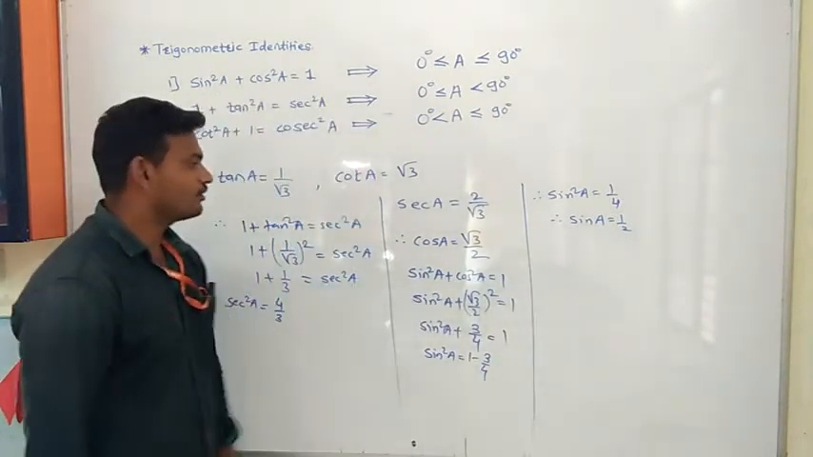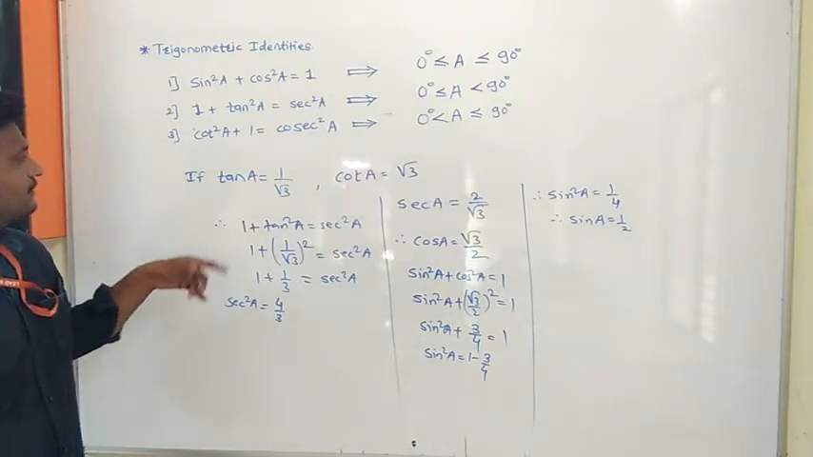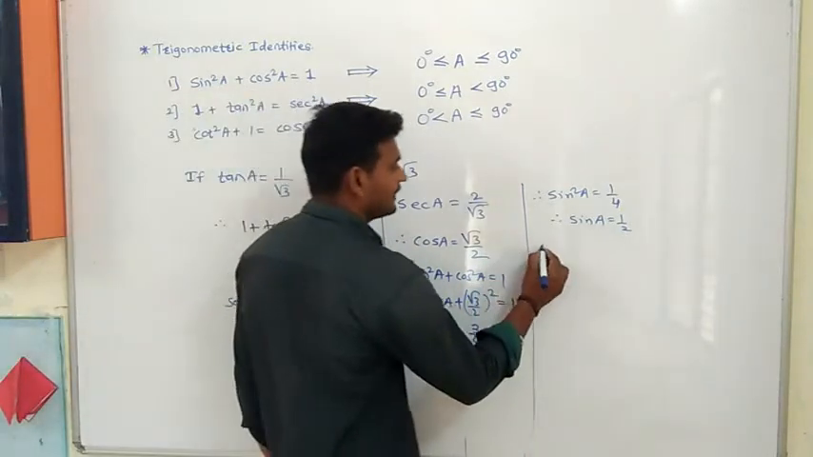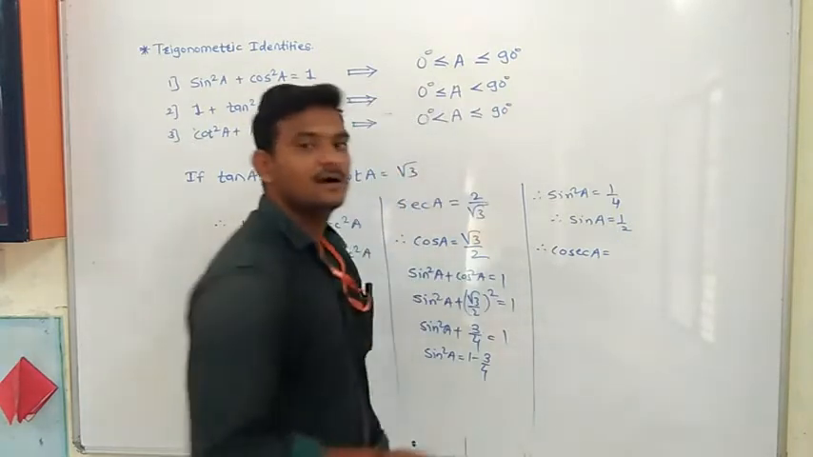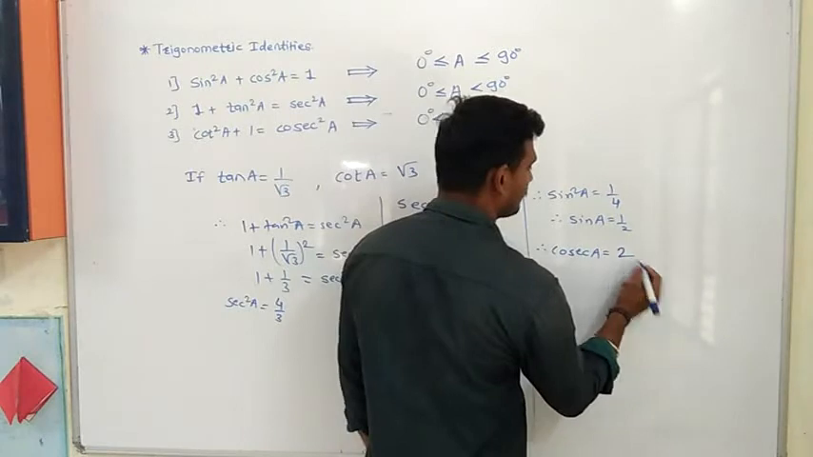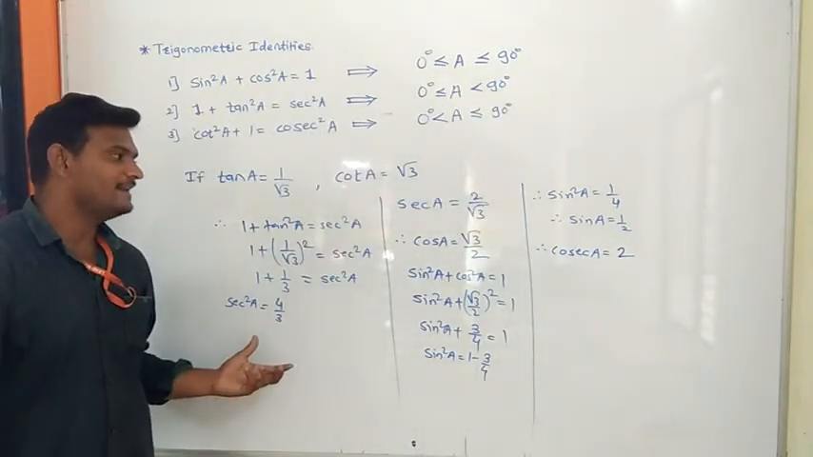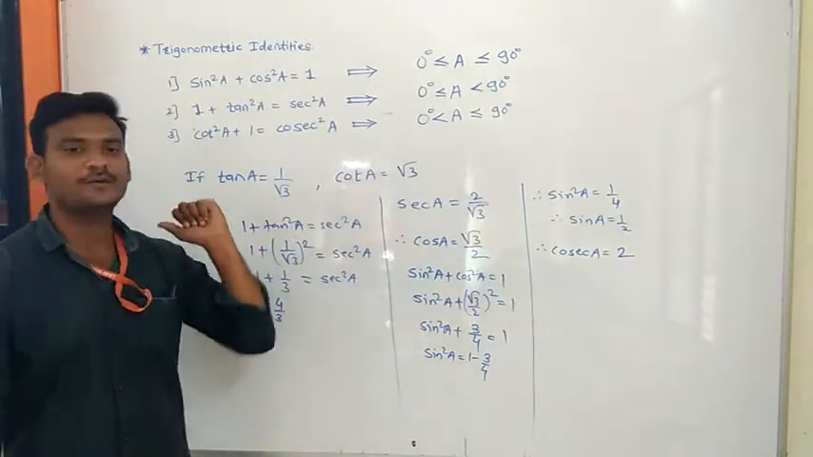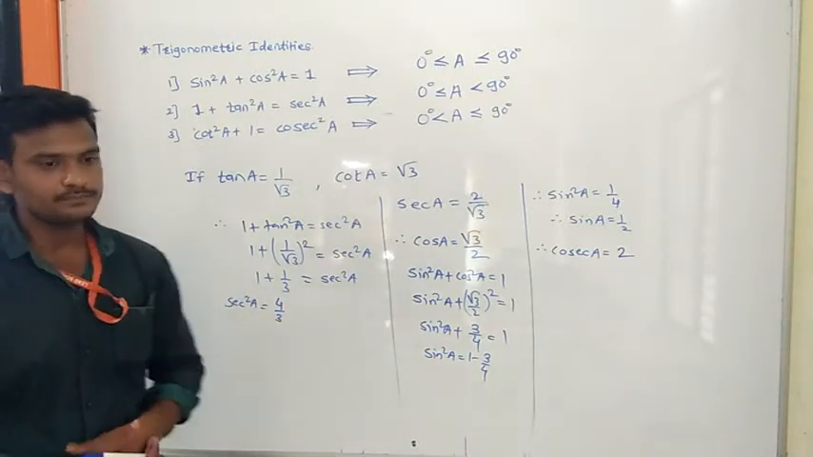Now we got sine value, cos value and sec value, these three, and also tan and cot. 5 values we got. Cosec value we have to find. Cosec A is the reciprocal of sine. The reciprocal of sine is 2. By using the trigonometric identity, we got all the trigonometric ratios if we know one of them. Yes? Okay. Copy down this.